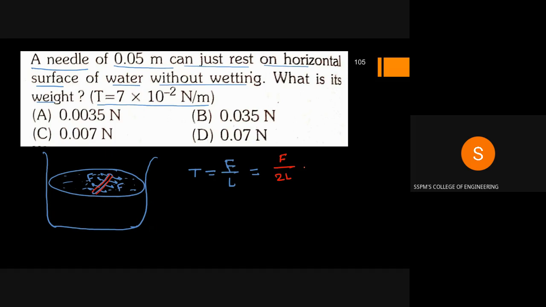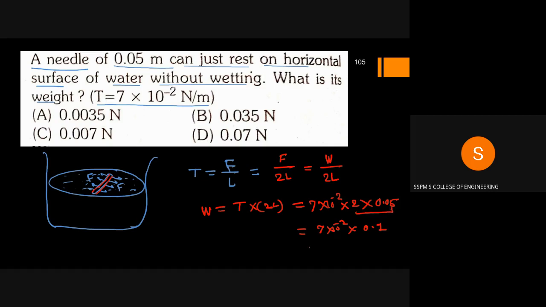And from this, the answer is equal to 7 into 10 to the power minus 2. This is 0.1, 2 into 0.05. Okay, 0.7 into 10 to the power minus 2, and it means 0.007. This is in Newton. Okay, so the correct option is option C, 0.007 Newton.